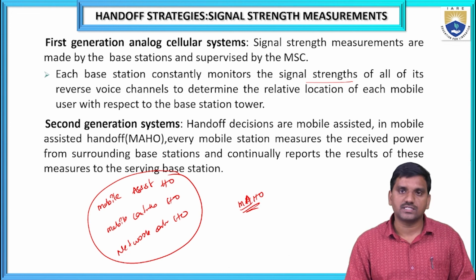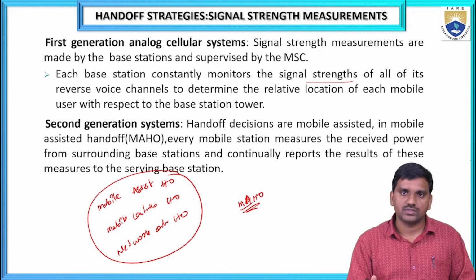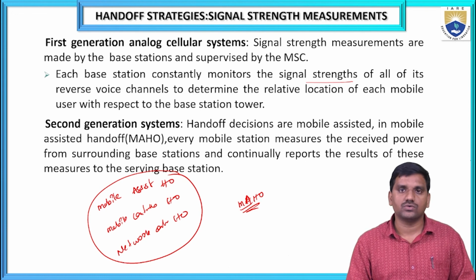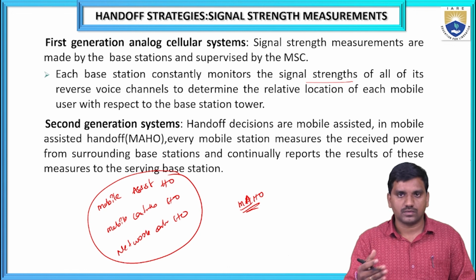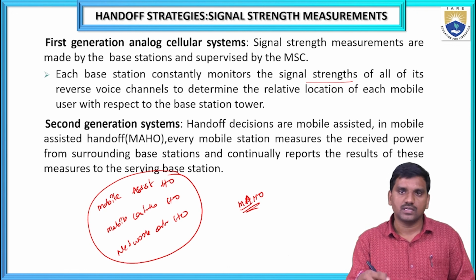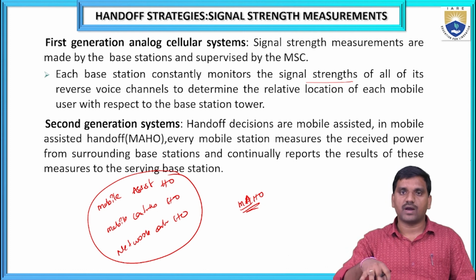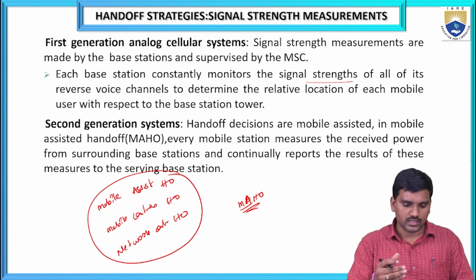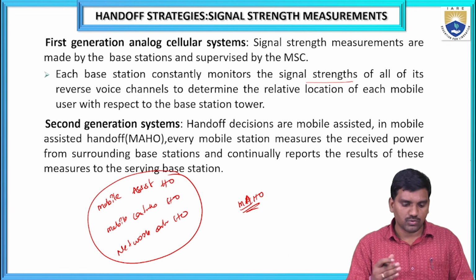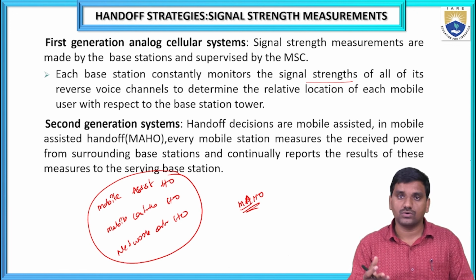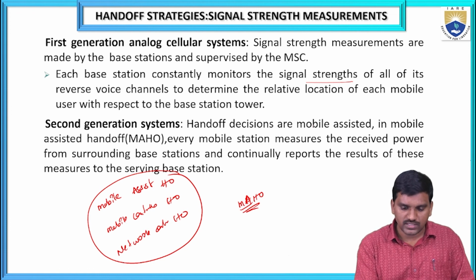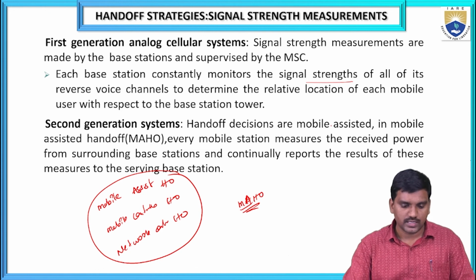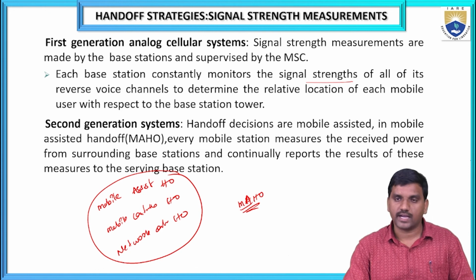Okay, so in the mobile assisted handoff mechanism, it covers only the base station. The mobile controlled handoff covers the mobile along with the area, and network controlled handoff monitors the entire network as per the requirement. So here handoff decisions are mobile assisted. It is known as MAHO, mobile assisted handoff.